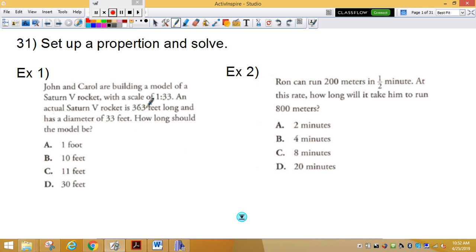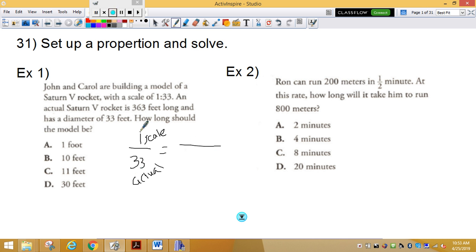And the scale is 1 to 33, so I'm going to start with that, 1 to 33. So that means the 1 is going to be the scale model, and the 33 is going to be what the actual rocket is. And the way I knew that is because 1 is smaller than 33. So the scale is actually going to be smaller than the actual rocket. So it says the actual rocket is 363 feet long. So I want to match it up.